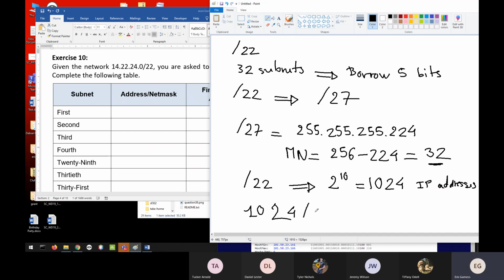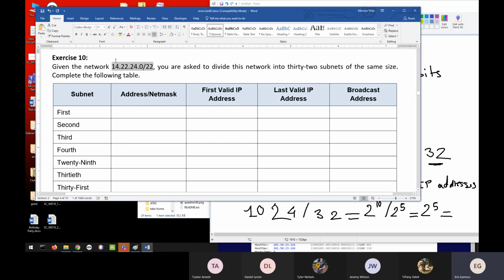1024 by 32. This is 2 to the 10 divided by 2 to the 5. It's giving me 2 to the 5. So each subnet must have 32 IP addresses. So the magic number confirms that the size of each subnet is 32 IP addresses. So remember, I have to go by step of 32.